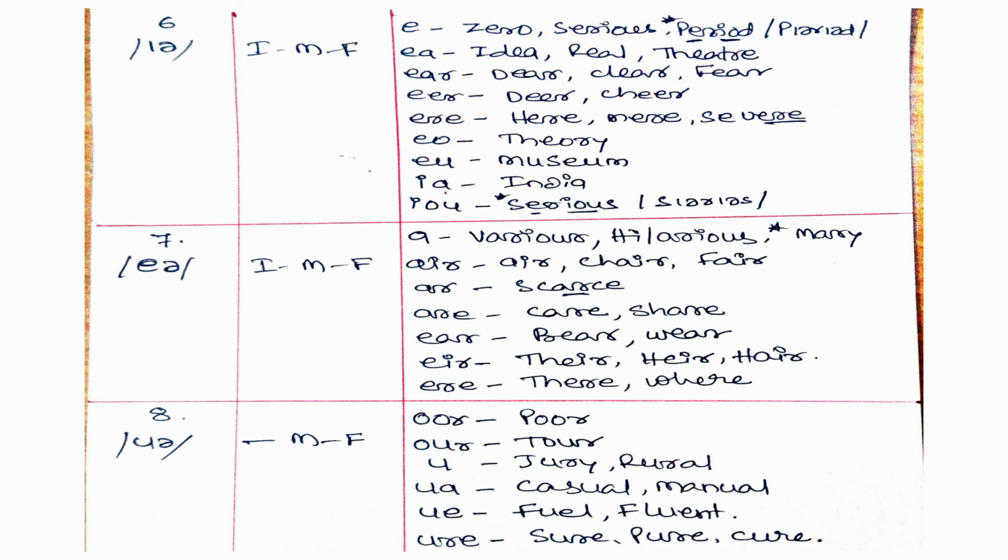Okay, spelling is very important. Now this is represented with the letter E in words such as ZERO, zero, SERIOUS, serious, PERIOD, period. Here in this word, the letter E and the letters IO both are giving the ear sound. Okay, period.